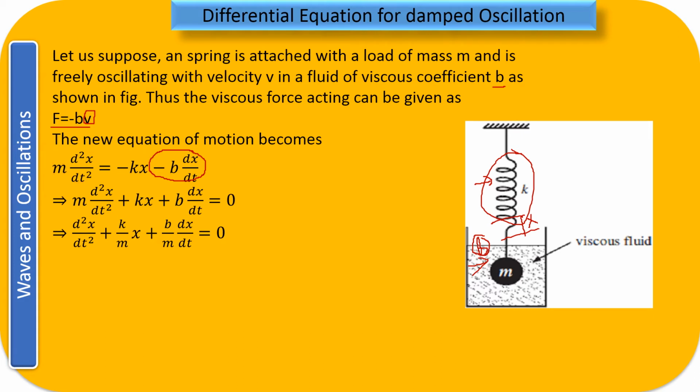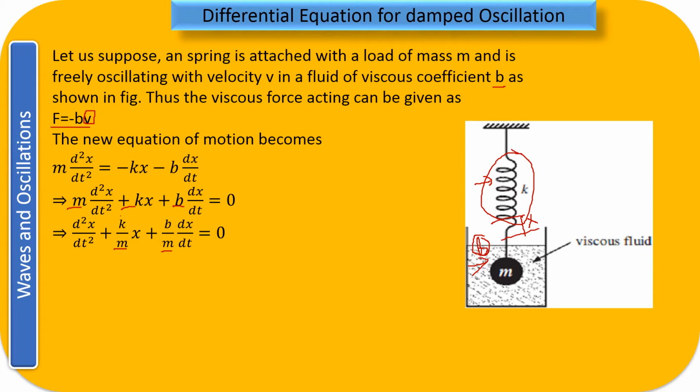So what will be the differential equation for this? m d²x/dt² = minus kx minus b dx/dt. The minus b dx/dt has come because of the viscous force. Now take all those things on the left hand side: m d²x/dt² + kx + b dx/dt = 0. Now divide all the terms by m. So this is d²x/dt² + (k/m) x + (b/m) dx/dt = 0.